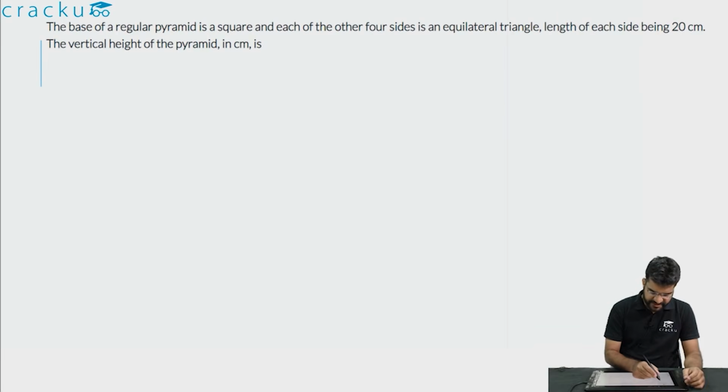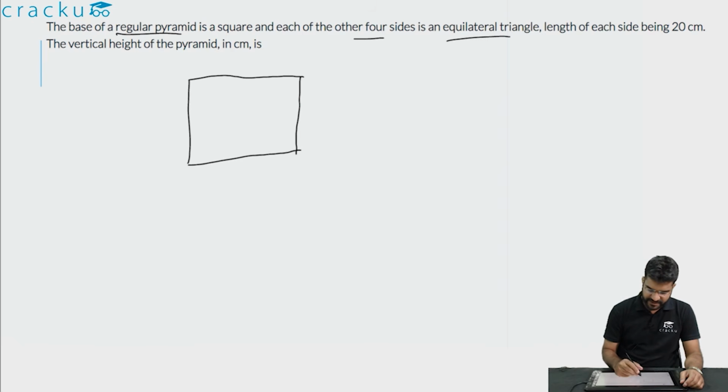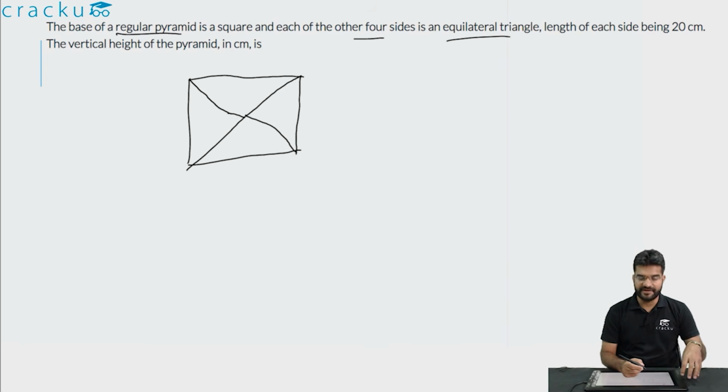In this question, we are given that there is a regular pyramid and the base of the regular pyramid is a square. So say this is a pyramid and this is the base of the pyramid. This is a square and each of the other four sides is an equilateral triangle. All the other sides of the pyramid, which is basically in 3 dimensions, will meet at an apex, and each of these is an equilateral triangle.